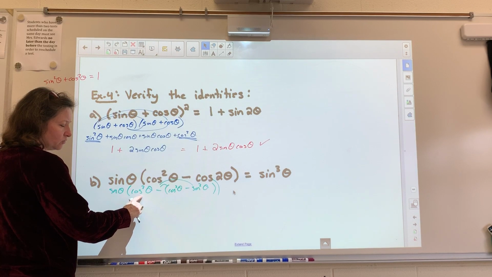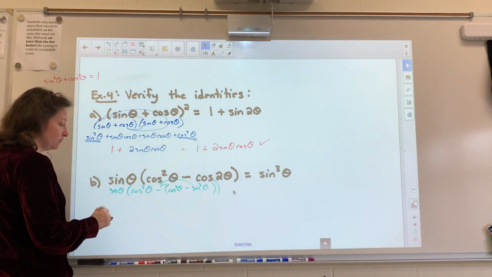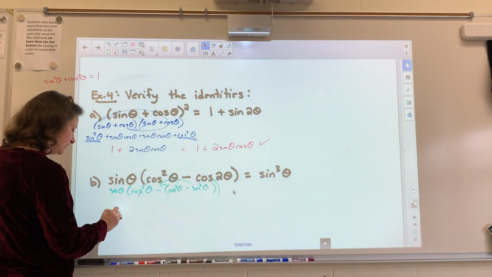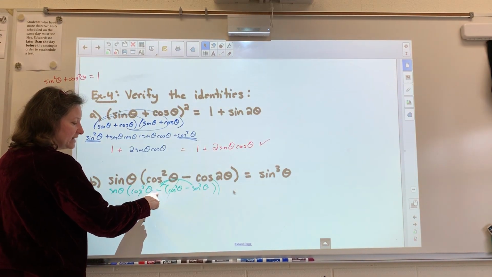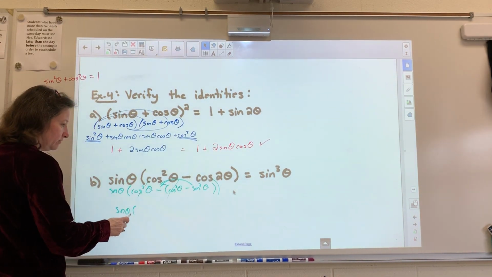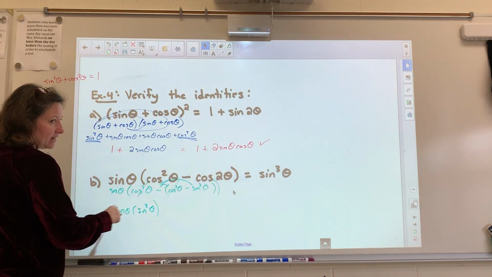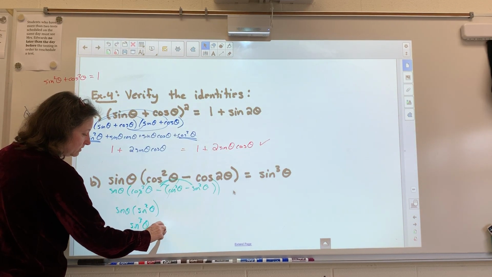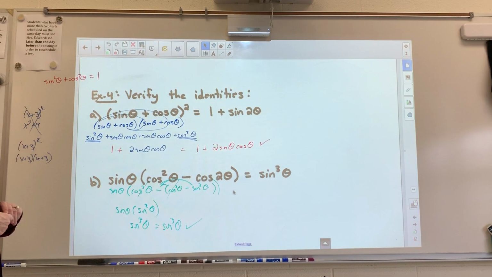So we get cosine squared minus cosine squared. What are the cosine squareds going to do? That's right, they're going to cancel. Then we distribute it, so we've got sine theta out front. And then we distribute this negative. What's negative times negative sine squared make? Positive sine squared. What's sine times sine squared make? It makes sine cubed. The left side, it does indeed verify the right side.